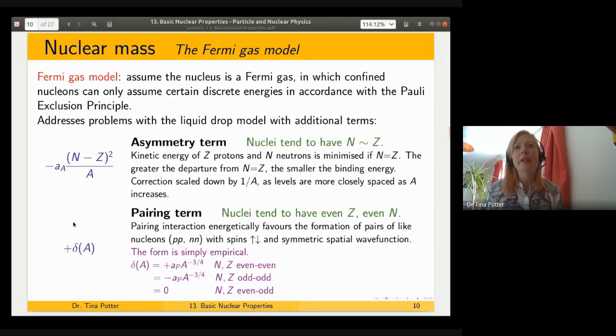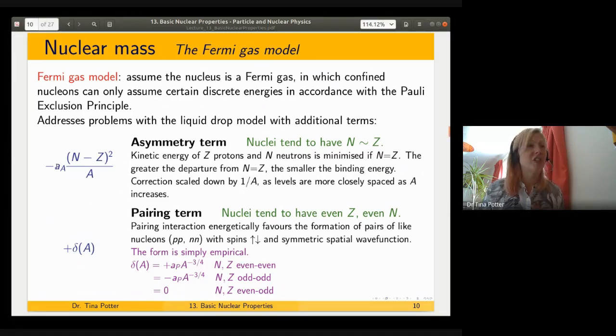What we're going to do here is treat our nucleus actually as a Fermi gas. So now we're going to assume that our protons and neutrons can only assume particular energies, and that will be in accordance with Pauli's exclusion principle. And this is going to allow us to address those two problems, that nuclei tend to have equal numbers of protons and neutrons, and that those protons and neutrons appear to prefer to pair up. So we're going to have another term for our binding energy, which is going to decrease the binding energy here.